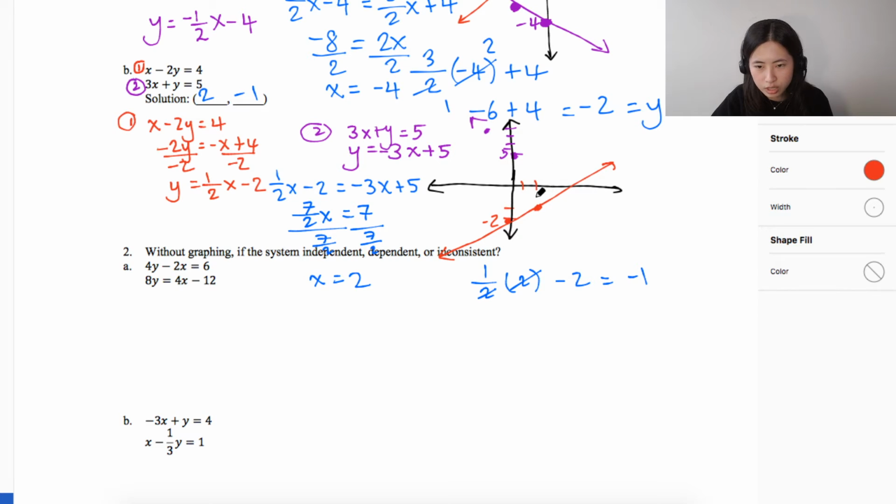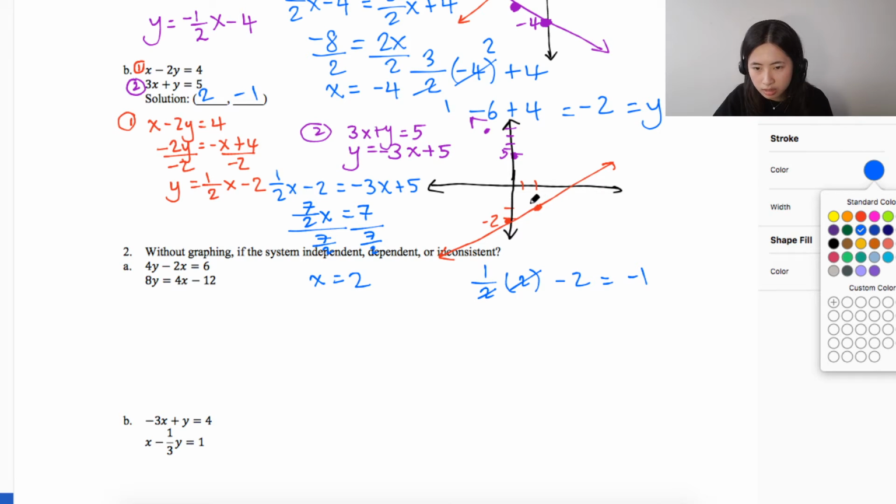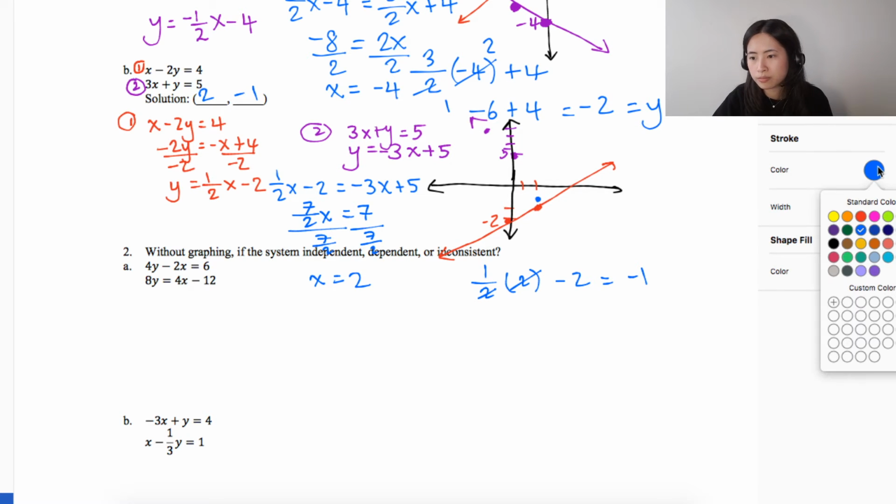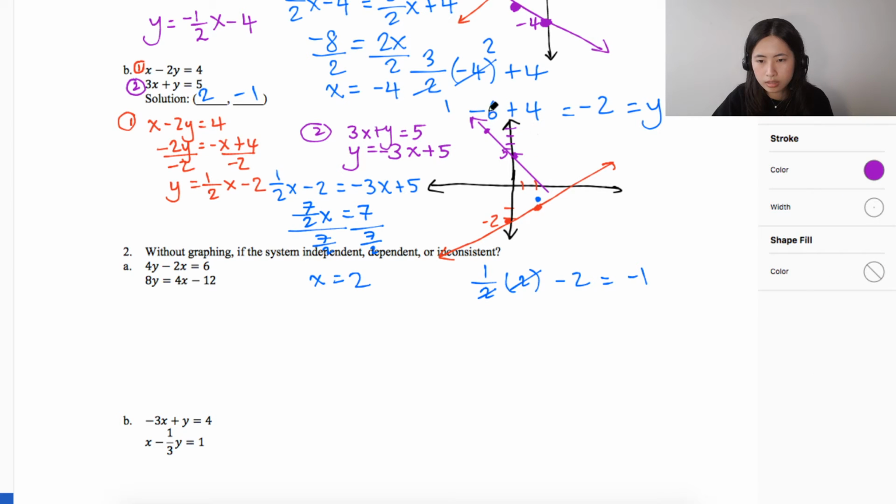Okay, so the point of intersection is somewhere here, so that should be over here. So that's the point of intersection. And again, because we don't have our graph or graphing paper, that means it's not going to be accurate. But when you're solving for your solution, it would be at 2 comma negative 1.